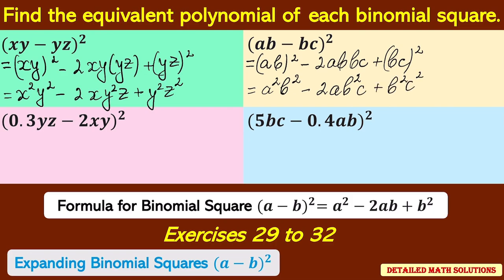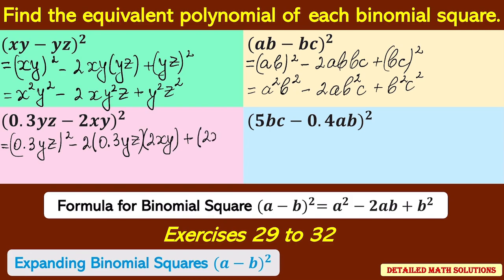Next exercise, (0.3yz minus 2xy) squared. When I apply the formula, this equals (0.3yz) squared minus 2 times (0.3yz) multiplied by (2xy) plus (2xy) squared.